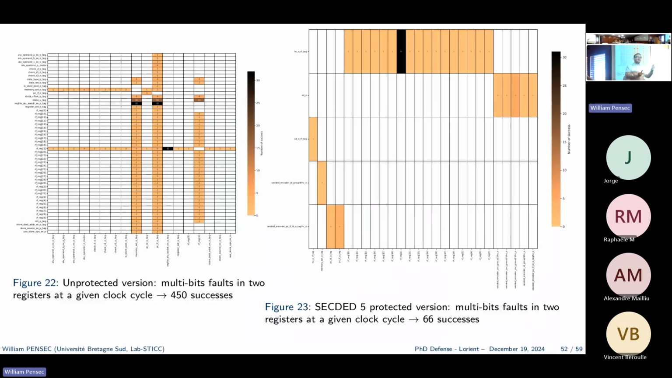So you only add 12 bits to protect and to avoid all these successes. So it will be a good improvement on the security. Or of course, you could imagine implementing other countermeasures like BCH code to detect and correct more than 2 faults.